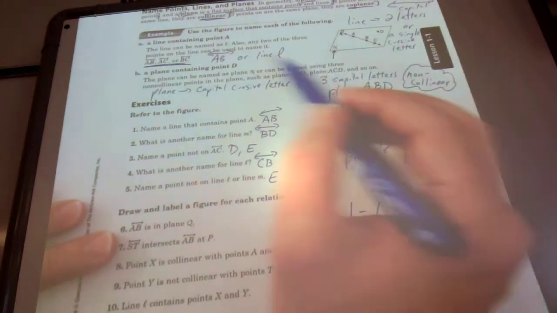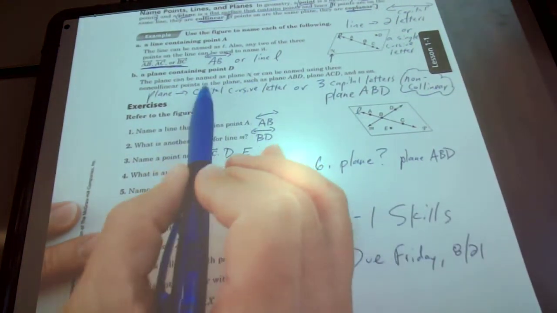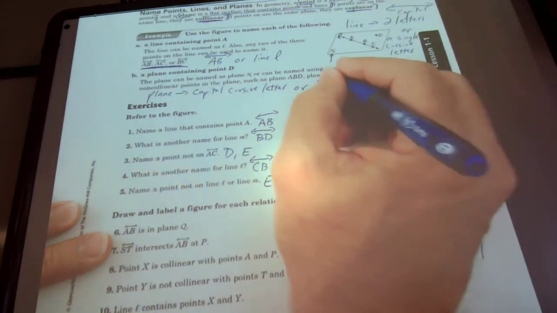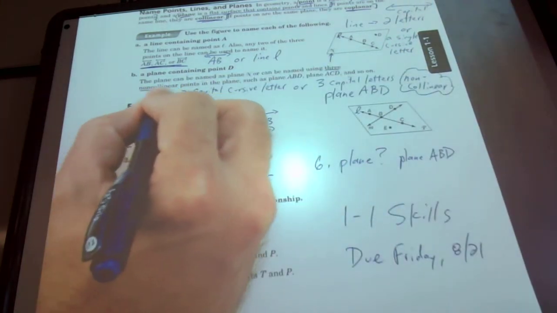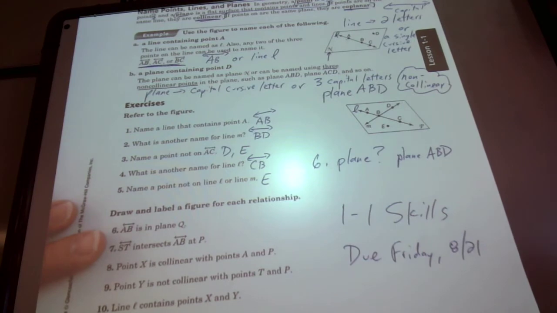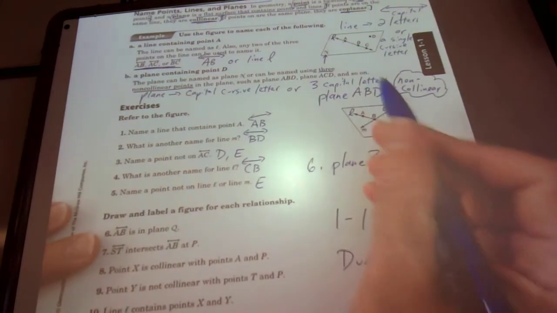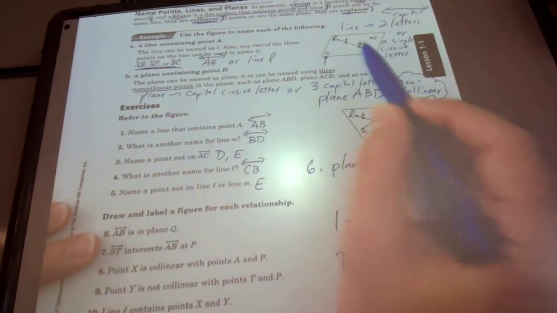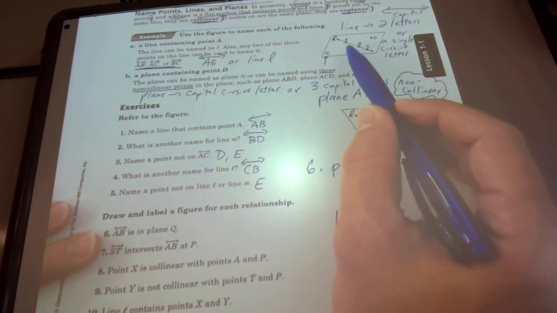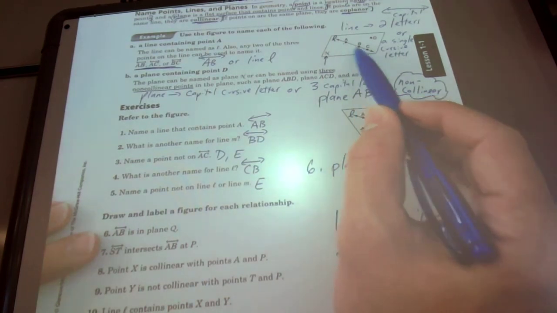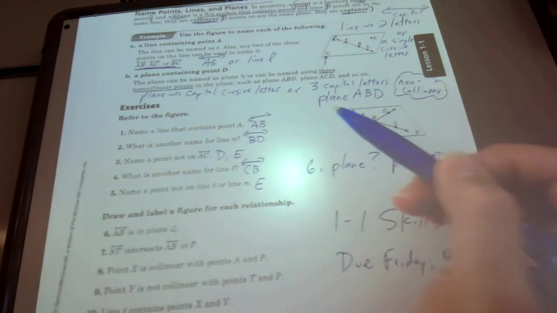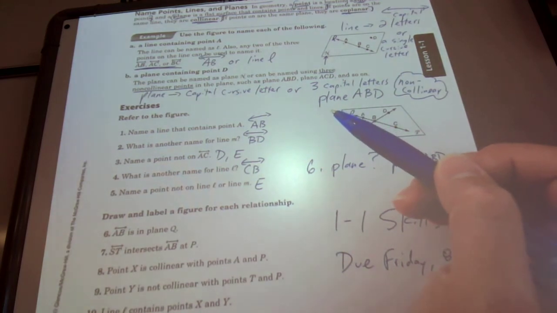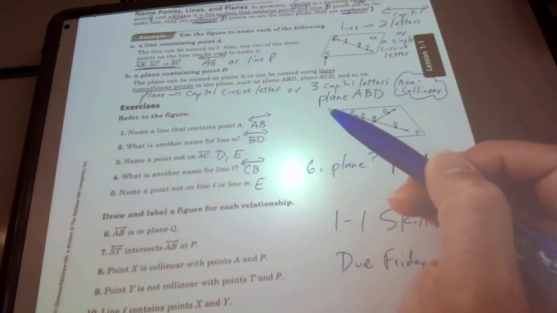And so when you name planes, here are your rules. You have to have 3 non-collinear points. So 3 points that are not on the same line. So if you look at this representation, this figure here, you cannot call this plane A, B, C because they're collinear. One of your 3 letters can't be on the same line.